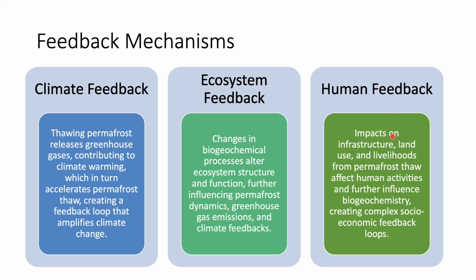And with respect to human beings, the people who are living especially in the Arctic region, their infrastructure, land use and livelihood are all affected because of the permafrost thaw. And it also influences the biogeochemistry, creating complex socio-economic feedback loops. That means because of the increase in temperature, the sea ice is decreasing. Similarly, the permafrost is thawing. So the infrastructure is affected. And similarly, the animals which live in these areas are also getting affected. So the people who hunt these animals are also getting affected because the animals no longer live in this particular region.